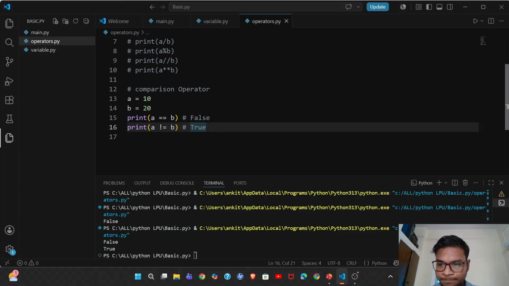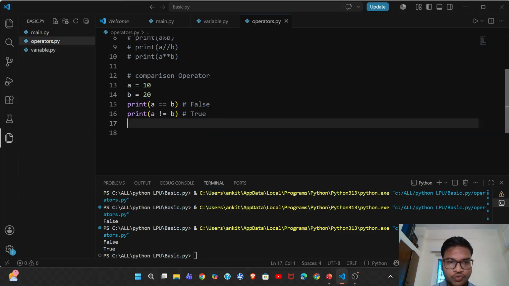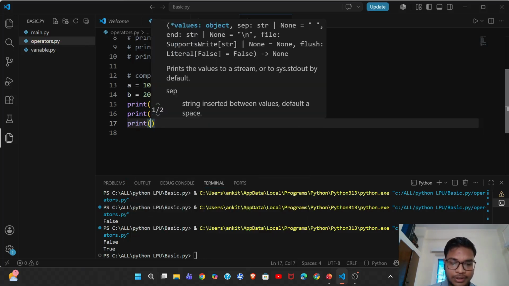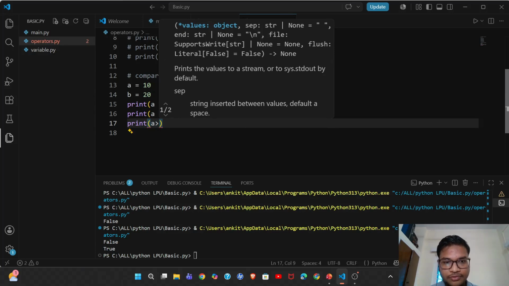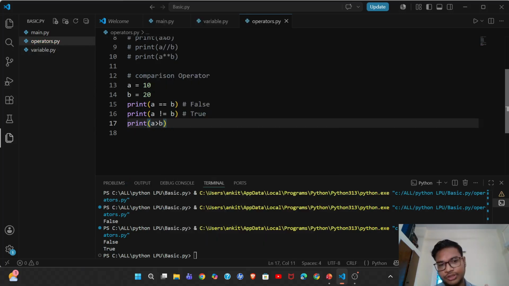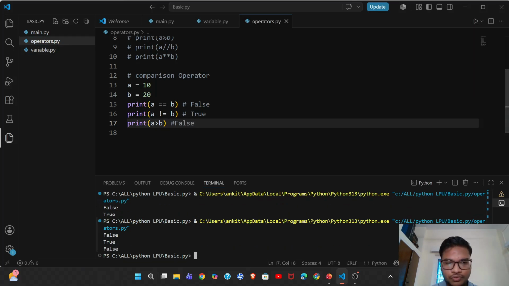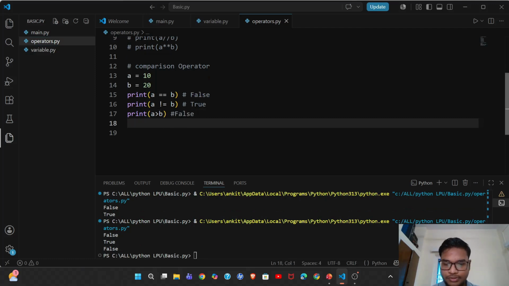So let's move forward and print greater than. If A is greater than B, correct or no? Just tell me. If A is greater than B, 10 is never greater than 20, so it's false. Then the output is false. Correct?